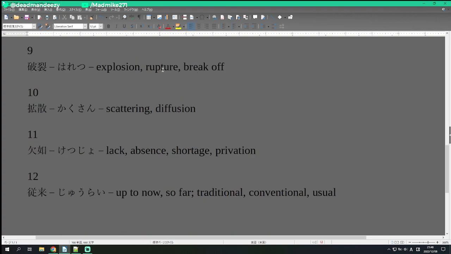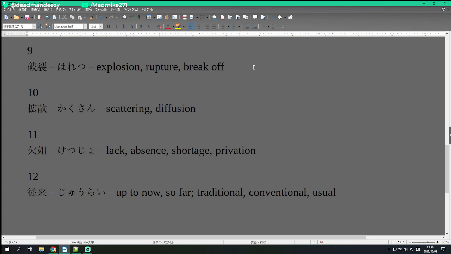Number 9 is haretsu. Ha on the left side for tearing, ripping, or breaking, and retsu on the right side for a tear or a break. So this is breaking and kind of ripping or tearing or breaking due to a tear or break. Haretsu is an explosion, a rupture, or a break off. Haretsu is breaking into a split, rend, or tear.